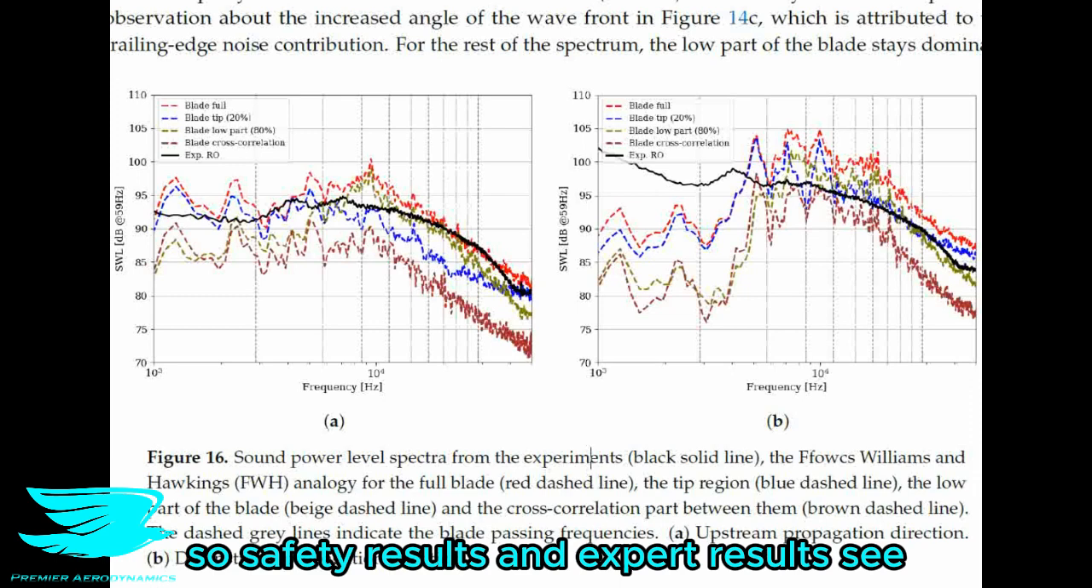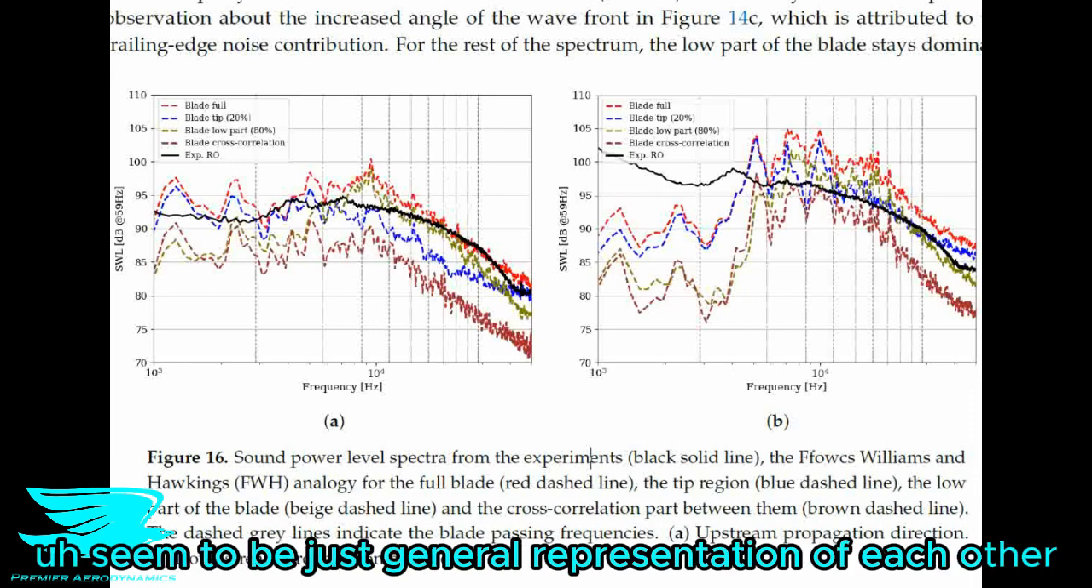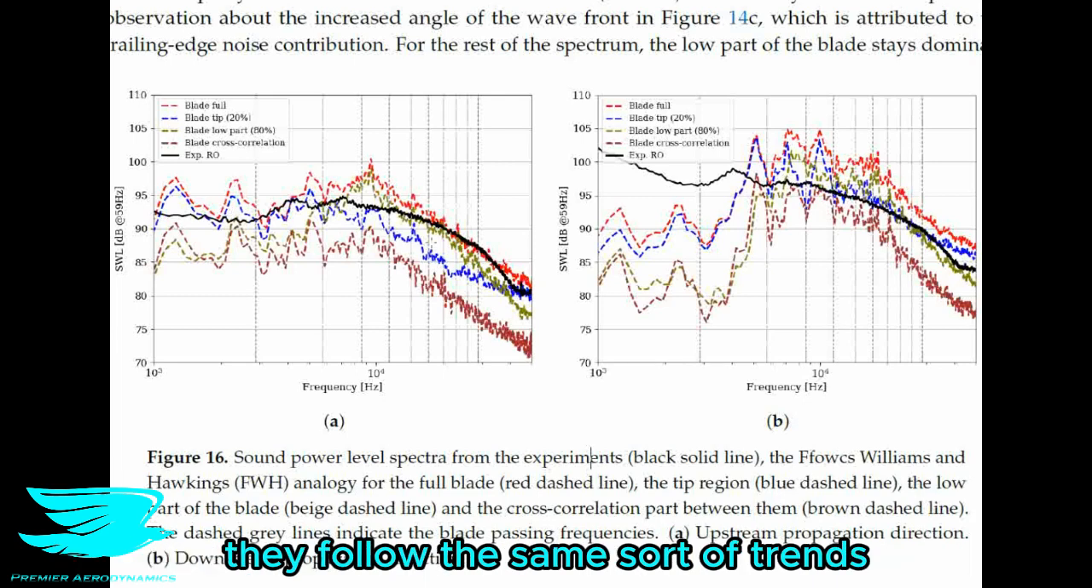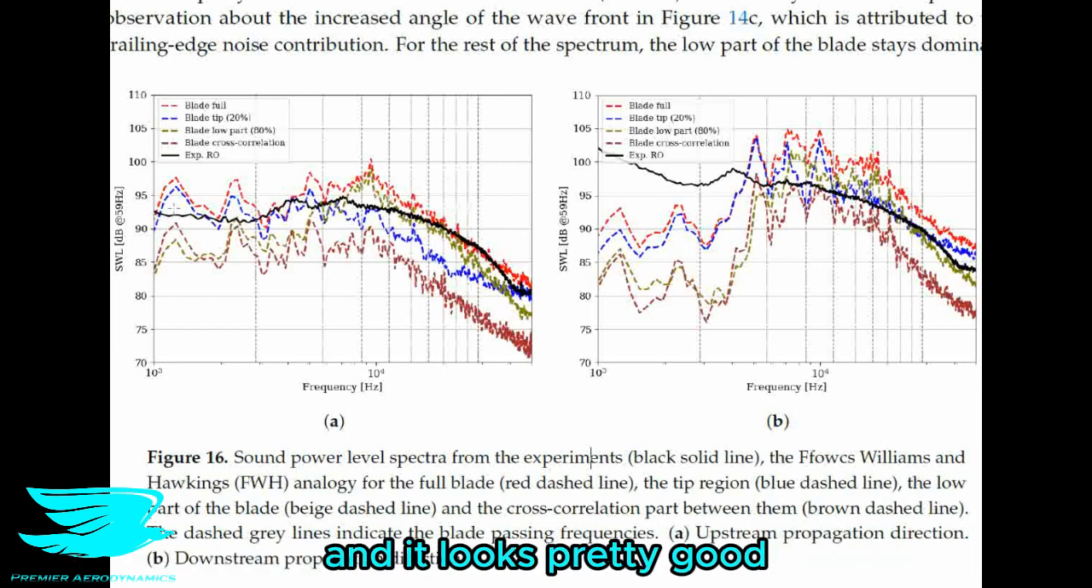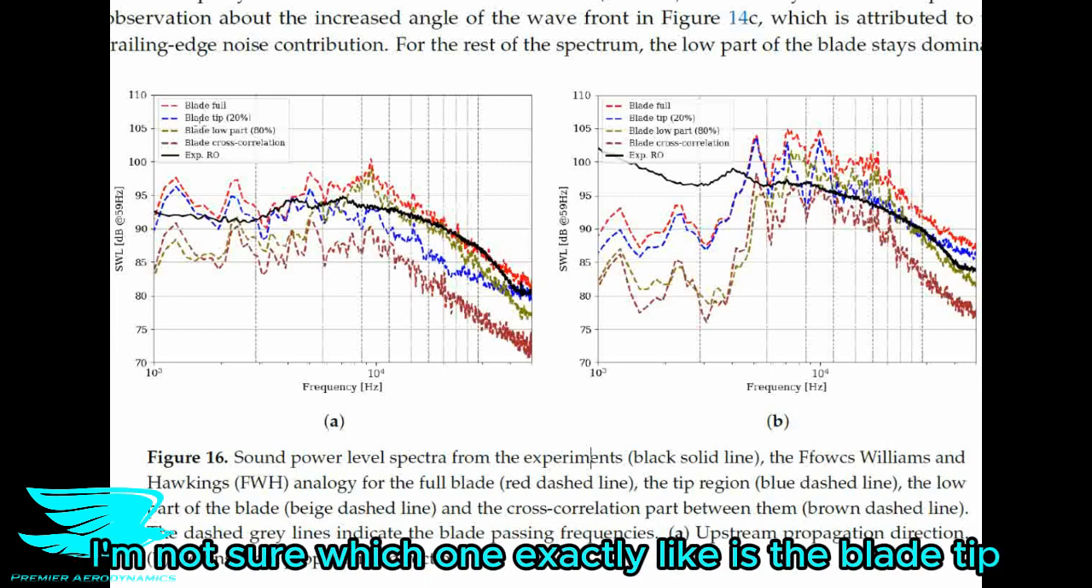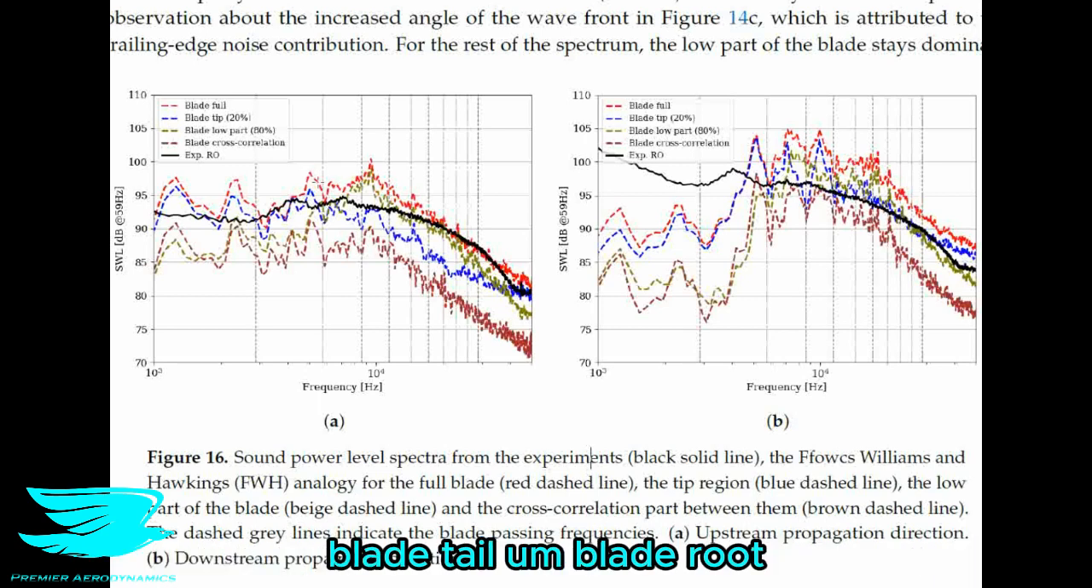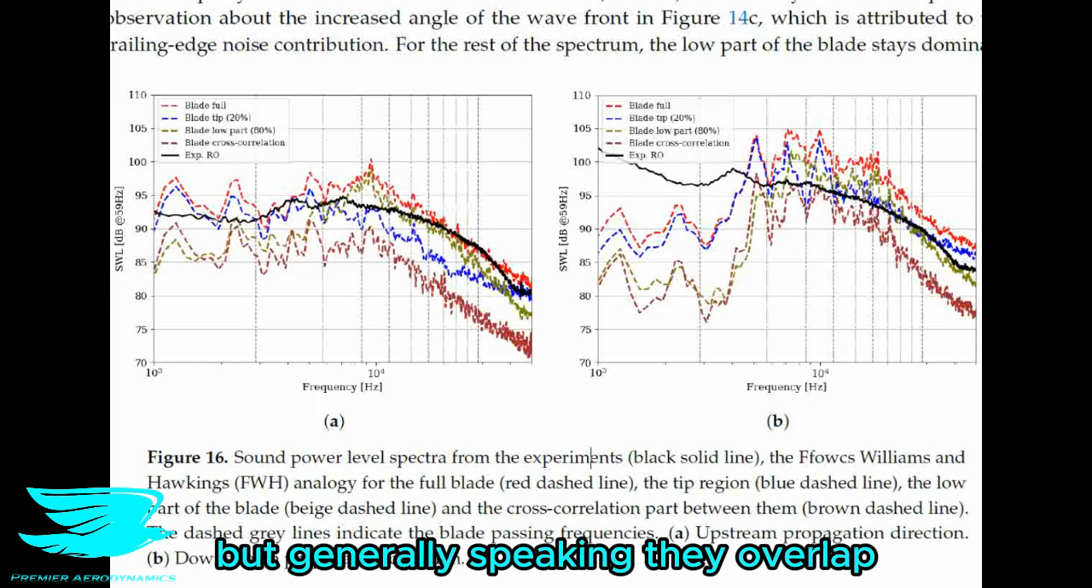So the CFD results and experimental results seem to be just general representations of each other. They follow the same sort of trends, and it looks pretty good. I'm not sure which one exactly, like is it the blade tip, blade tail, blade root, whatever. But generally speaking, they overlap.